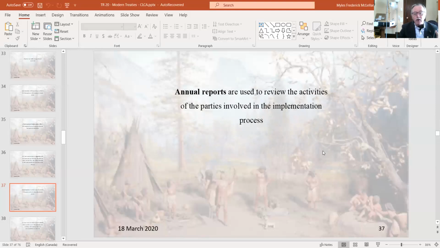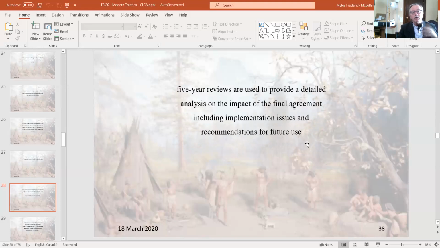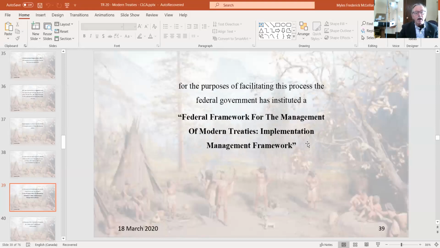Annual reports are generated every year that review the activities and what is involved in the implementation process. And 5-year reviews are used to provide a detailed analysis on how well the parties have done in living up to the terms of this treaty. For the purposes of this process, the government has put in place this particular document. It's called the Federal Framework for the Management of Modern Treaties. It's an implementation management framework.